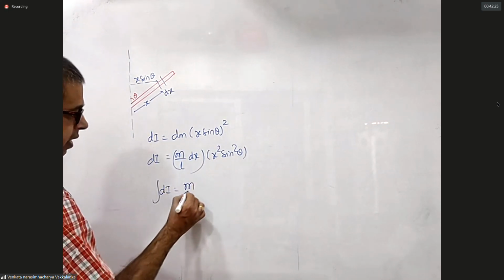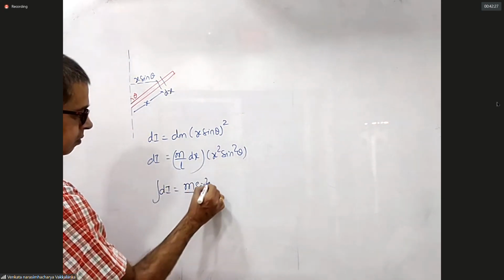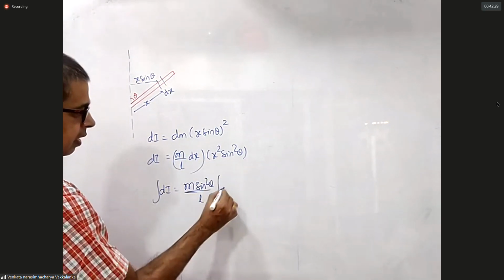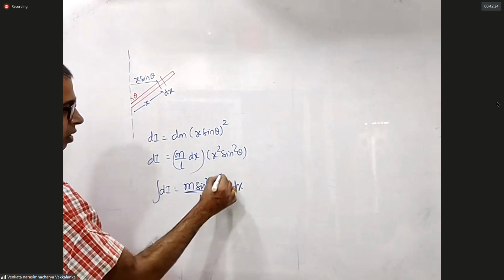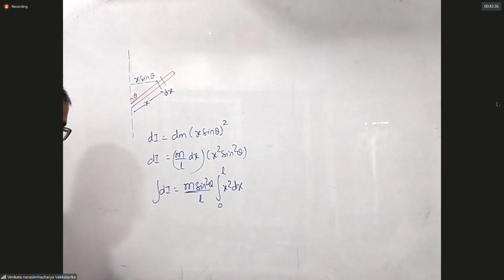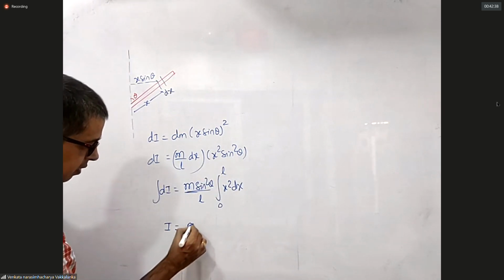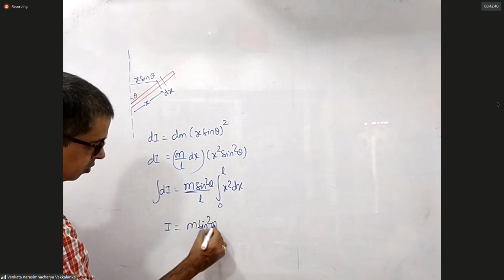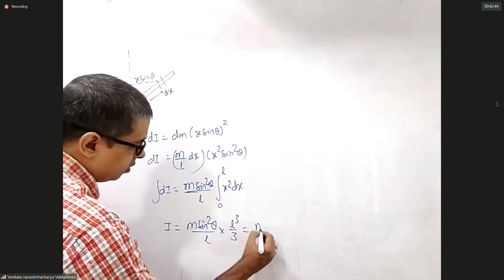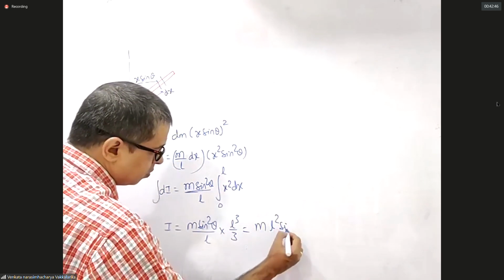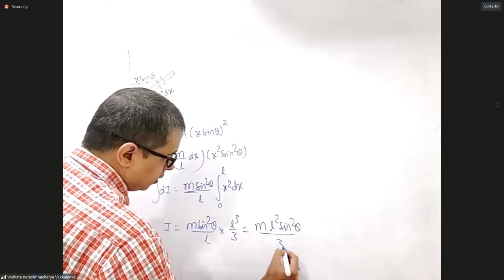Integral dI is M sine square theta by L integral x square dx. Least value of x is 0, maximum value of x is L. This will be M sine square theta by L into L cube by 3, which is M L square sine square theta by 3.